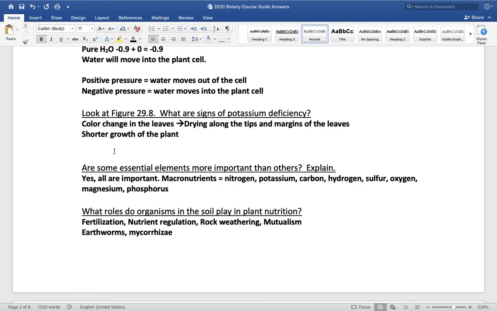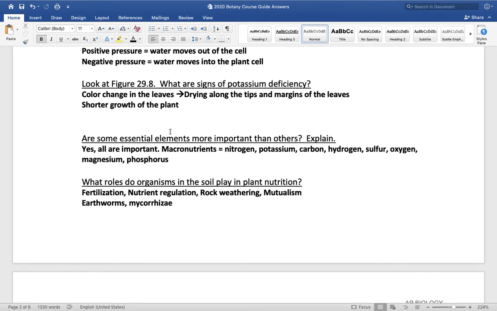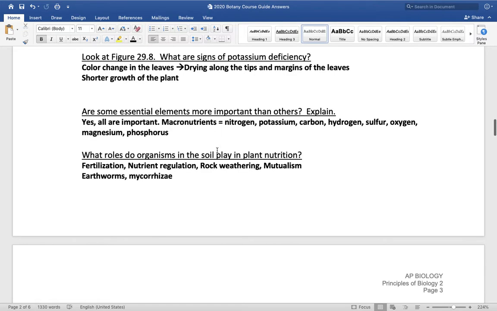Potassium deficiency, you can see in color changes in the leaves, drying along the tips, margins of the leaves, where you will lack that green color in the leaves, and that could also lead to a plant that has its growth stunted. Are the essential elements more important than others? Yeah, they're all important. So the macronutrients plants need: a constant supply of nitrogen, potassium, carbon, hydrogen, sulfur, oxygen, magnesium, phosphorus, kind of like us. Those are their macronutrients. They also need some micronutrients from the soil, but they definitely need those things to function on a daily basis.